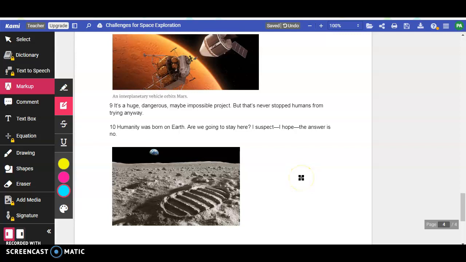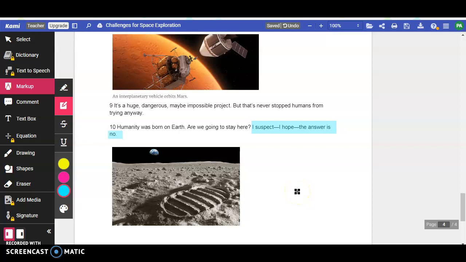It's a huge, dangerous, maybe impossible project, but that's never stopped humans from trying anyway. Humanity was born on Earth. Are we going to stay here? I suspect, I hope the answer is no.